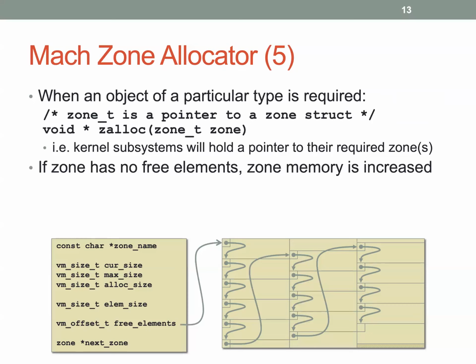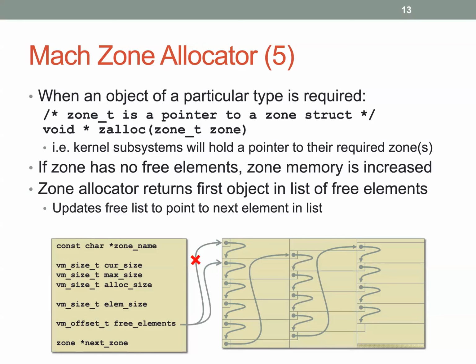If the zone has no free elements, then the zone memory will be increased. So that is just what I was saying before. And then the zone allocator will just pull the first element off the free elements and then update the pointer to the next free element. Easy peasy.